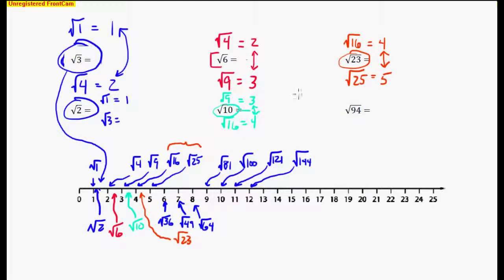Okay, and one more. How about the square root of 94? I've got another color here. Let's look at these numbers, 81 and 100. 94 would be in between 81 and 100, right? So square root of 81 would be 9, and the square root of 100 would be 10. So I know the square root of 94 is in between 9 and 10. So right in here somewhere, again, I don't know exactly where, not worried about that right now, the square root of 94 is going to be in between those two.